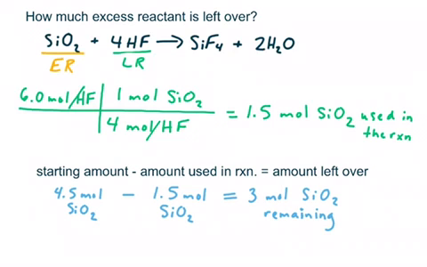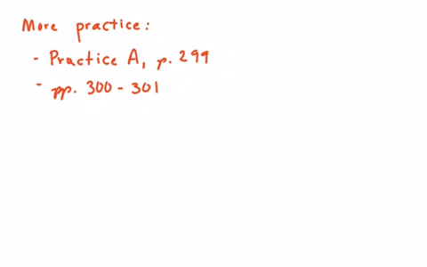If you're practicing on your own, pause the video and try practice problem A on page 299. Then, to see an example where you also have to use molar mass within the limiting reactant problem to convert between grams and moles, check out the practice problem on pages 300 and 301 of the interactive reader, which will guide you through those steps. Again, that's practice A on page 299, and then the sample problem on pages 300 to 301.